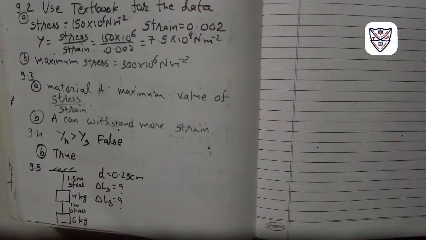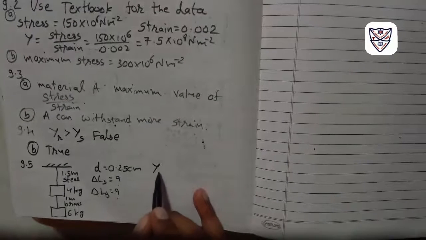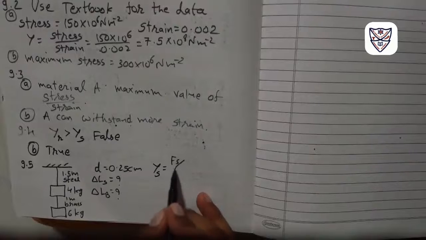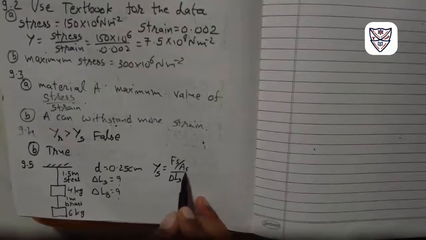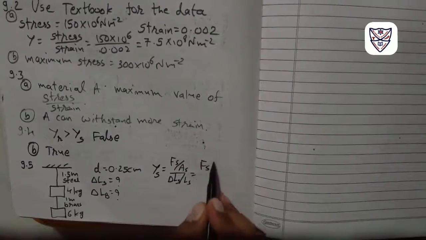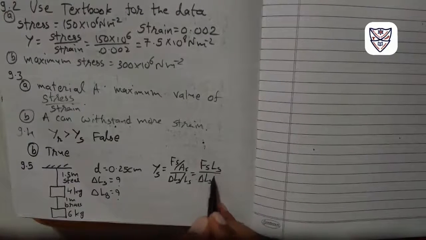So in this numerical 9.5, we have two wires, steel and brass. After the steel wire, we hang a 4 kilogram object, and after the brass wire we hang a 6 kilogram object, right? Now here we have to find both the elongations, in the steel wire as well as the brass wire. So start from Young modulus. We know that Young modulus for steel, Ys, is equal to Fs upon As upon delta Ls upon Ls, right? So Fs into Ls upon delta Ls into As.